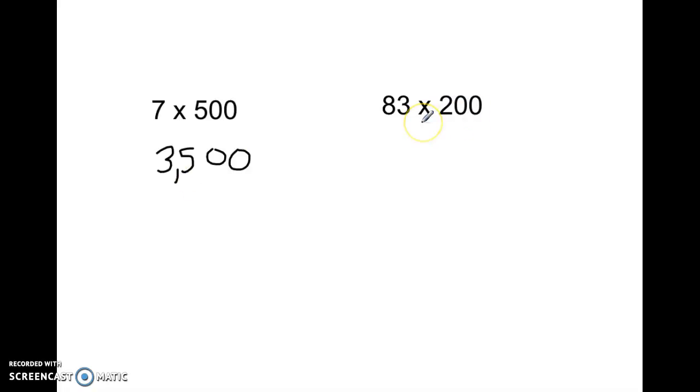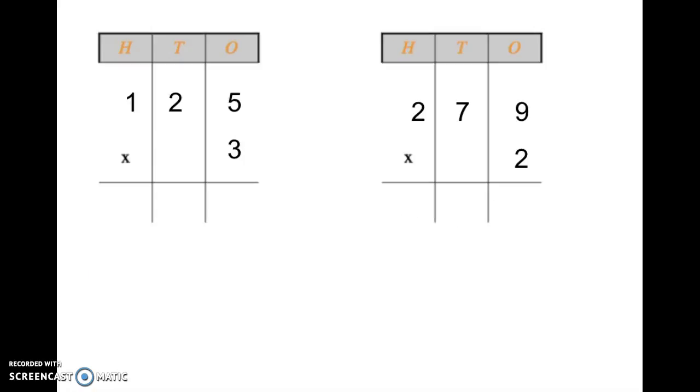All right, why don't you give it a shot with this one? 83 times 200. All right, first thing I'm going to do is I'm going to figure out which digits I'm going to multiply first. I'm going to do 83 times 2. All right, 3 times 2 is 6. And 8 times 2 is 16. And I count my additional zeros. I've got 2 zeros, and I add those on. So I end up with 16,600.